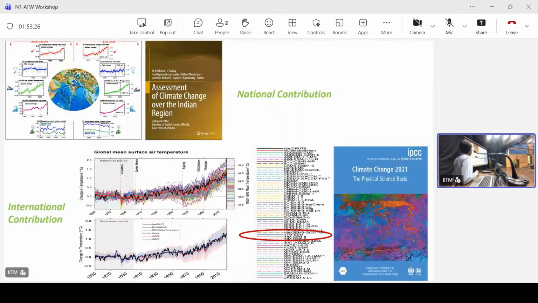This is our national contribution, the Assessment of Climate Change over the Indian Region, a report of the Ministry of Earth Sciences, Government of India. We also contributed to the IPCC Climate Change 2021: The Physical Science Basis report. Here I show you the global mean surface air temperature from 1850 to 2014, the period covered by the CMIP6 historical simulations, and the highlighted one is the IITM Earth System Model.